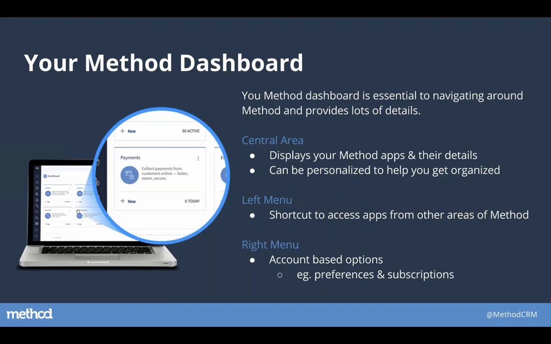And then you have your left menu, which is essentially a shortcut to access apps from other areas of Method, and then the right menu from the dashboard, which is more of your account-based options, preferences, subscriptions, and those kinds of things.